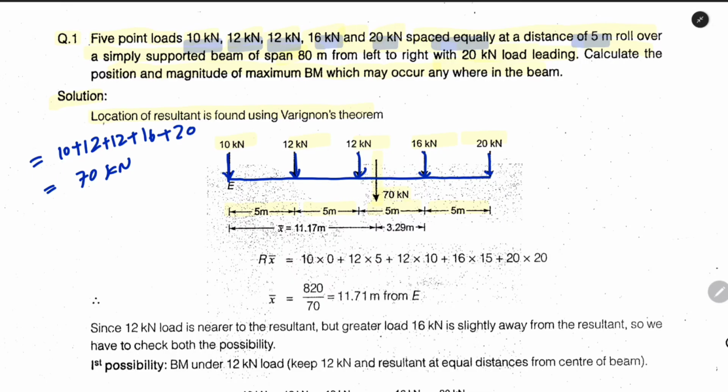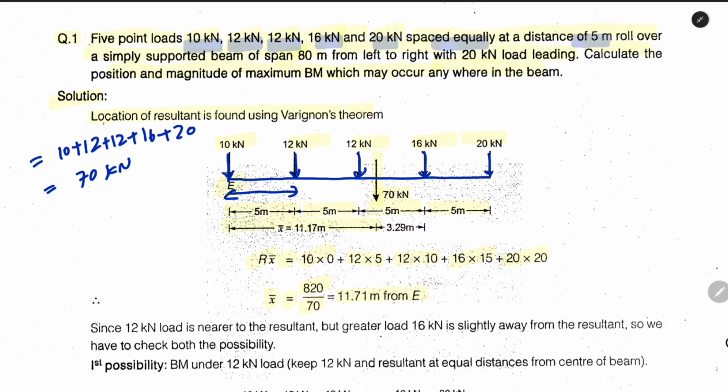Now using Varignon's theorem, R into x dash is equal to, just like we found the moments, we equate the moments in the same way. So 10 into 0 and then there is an eccentricity of 5 meter, so 12 into 5, and then eccentricity of 10 meter for the 12 kilonewton load, that is 12 into 10, and then 16 into 15 and then 20 into 20. So we will find x dash and the value will be 11.71 meter from the point E. So x dash is 11.17 meter.